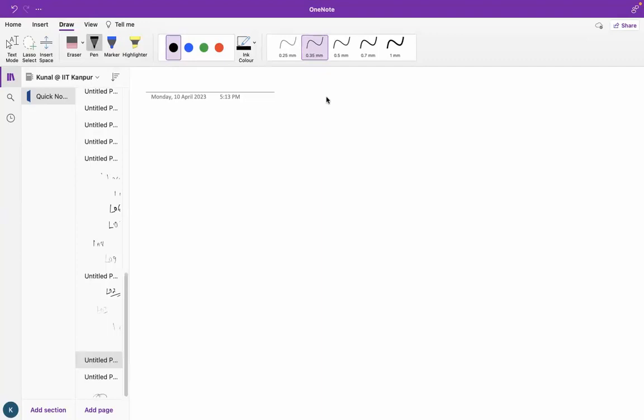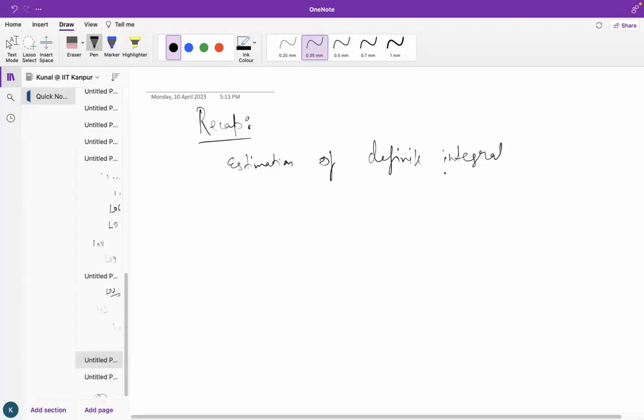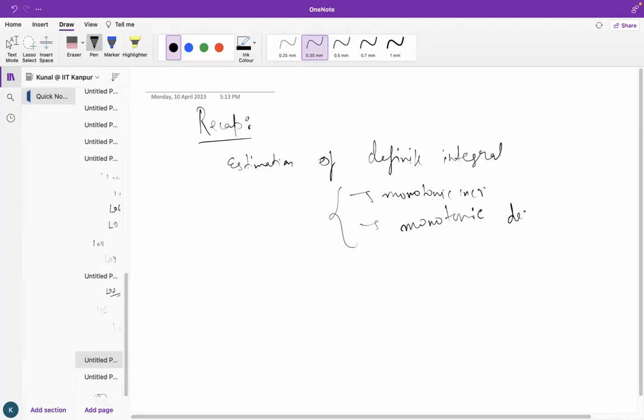So let me recap quickly what we have studied so far. We have seen estimation of definite integral, in which we saw 3 cases: if our integrand is monotonic increasing, if our integrand is monotonic decreasing, and the third, where it is not given whether the integrand is monotonic increasing or decreasing, so we proceed by finding its max and min value. So we have seen all these things.